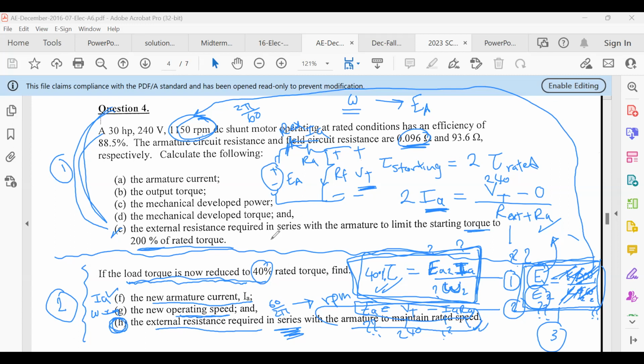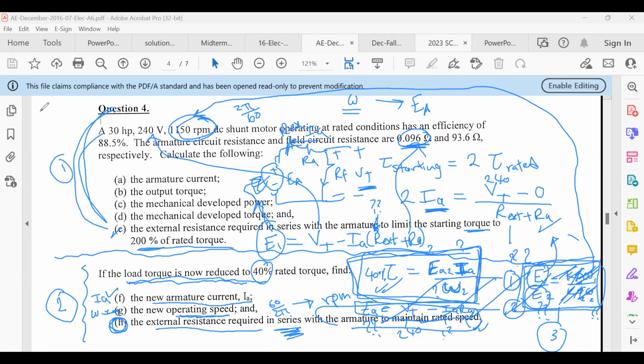Okay, same E, so you will get E from this case and use V terminal minus IA times the external resistance plus the RA. And now you can calculate this external resistance. You have the armature resistance, you have the V terminal, and you have the E from case one, not case two, not the one you calculated here. No, the one from case one, because you have the same speed. Then you can calculate the external resistance to maintain the same speed.